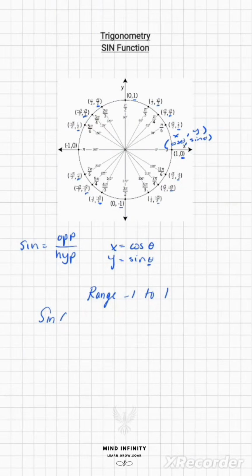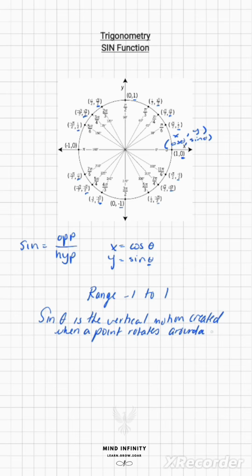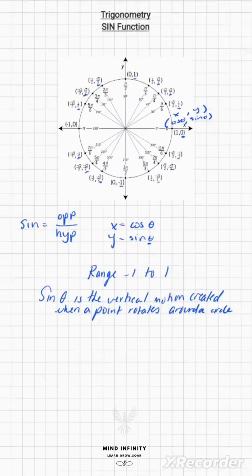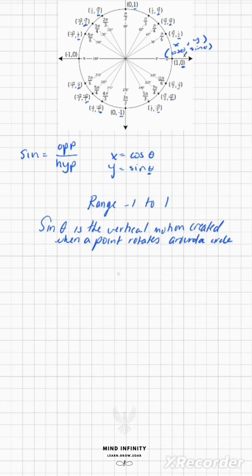So the sine of the angle is the vertical motion created when a point rotates around a circle. So if I were to draw this, I would have x as my angle, and then you would have sine of the angle.